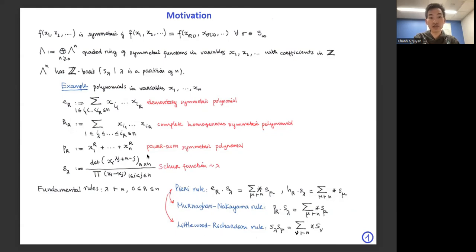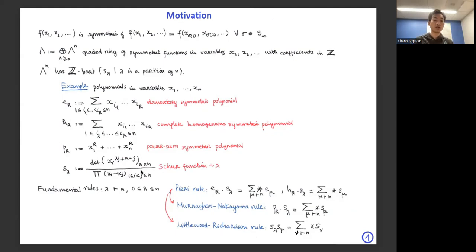I denote the complete homogeneous symmetric polynomial by h_r. The third one is the power sum symmetric polynomial. It is given by the sum of x_1^r to x_n^r, and I denote the polynomial by p_r. The next one is the Schur function associated to a partition lambda. It is defined by the determinant formula.